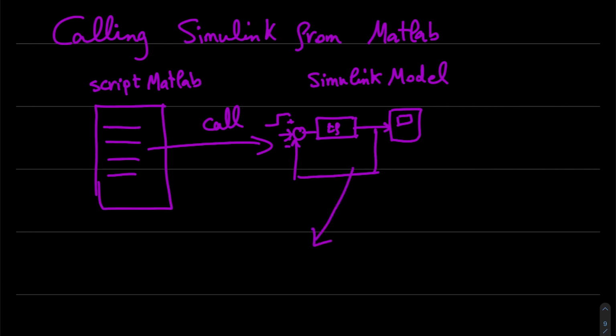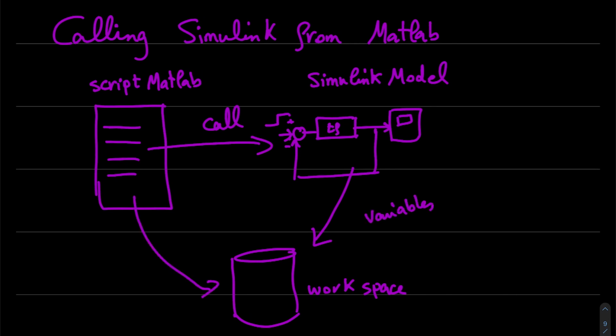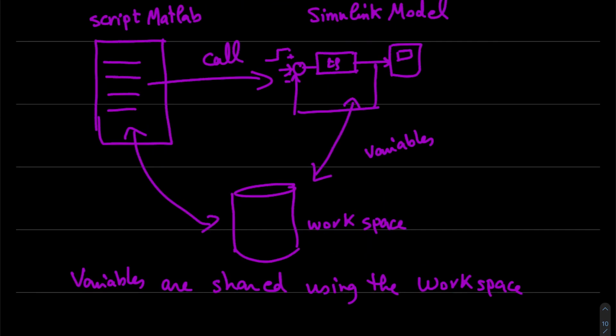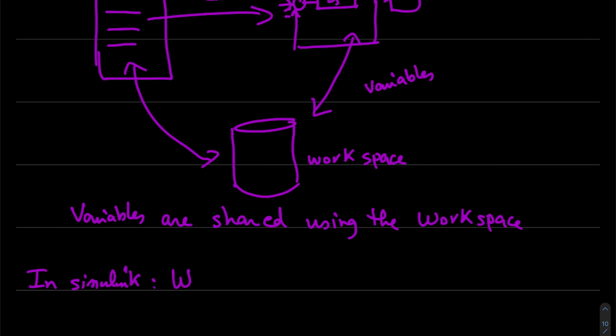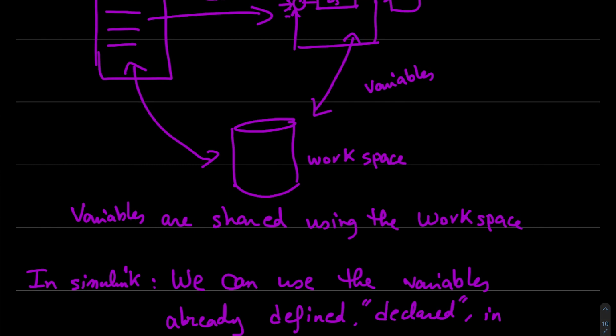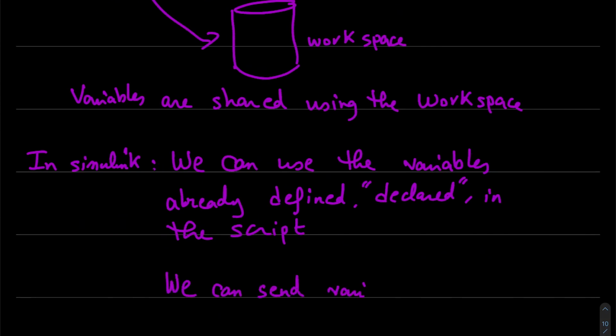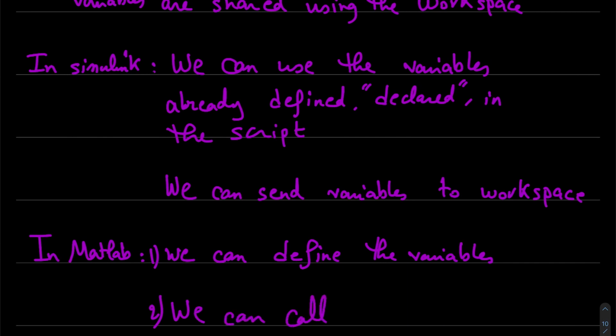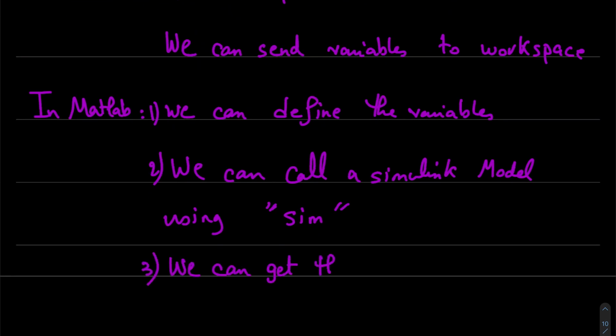The variables that we get from Simulink are saved in the workspace of Matlab, and the script will go and use these workspace variables, and then it can call Simulink. These variables are shared using the workspace. In Simulink, we can use the variables already defined or declared in the Matlab script. We can also send variables to the workspace, and in Matlab we can define the variables. We can call a Simulink model using the command sim. I will explain this in this video, and we get and use the variables sent from Simulink.